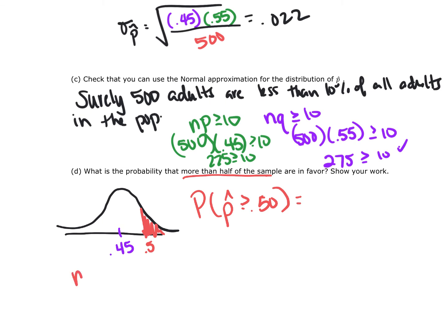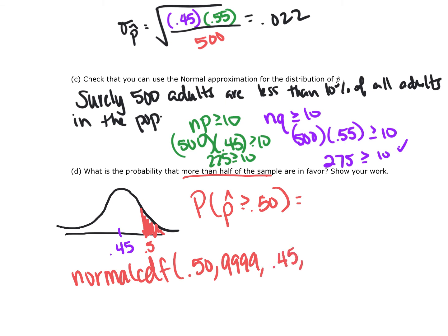So I'm going to do normal CDF, where the lower bound here is the 0.5, the upper bound is a bunch of 9s, the mean here is 0.45, and the standard deviation, or the standard error, is what I calculated to be 0.022. I get 0.012 when I calculate this.